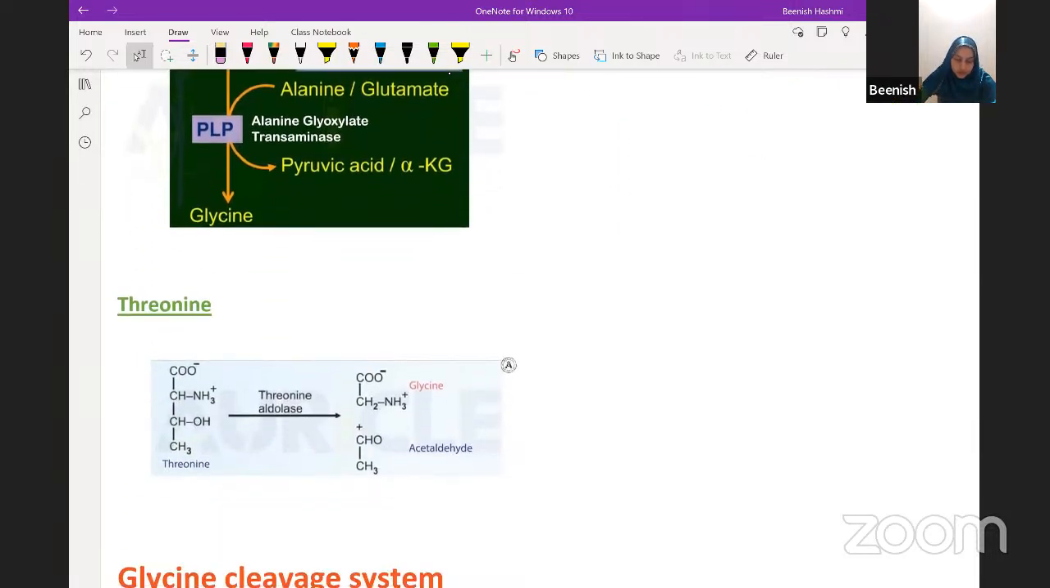Now talking about the synthesis of glycine from threonine. Your threonine is acted upon by threonine aldolase, and it will split threonine into glycine and acetaldehyde.